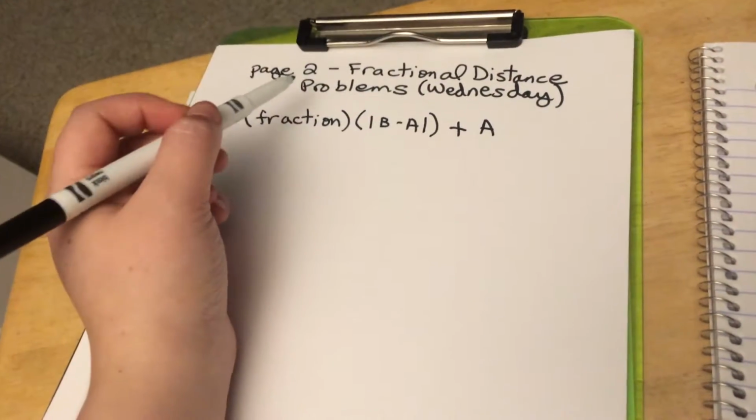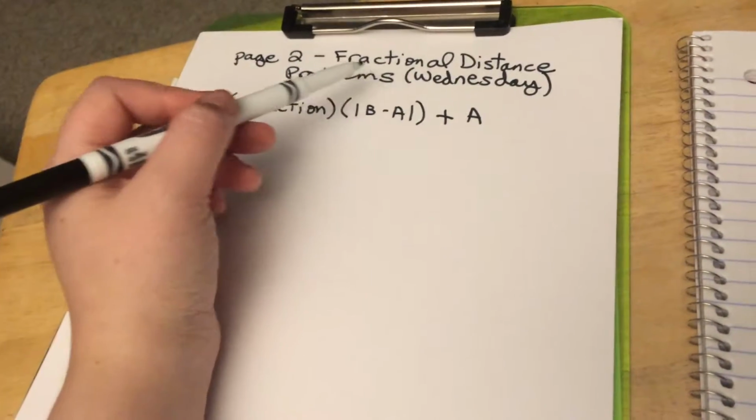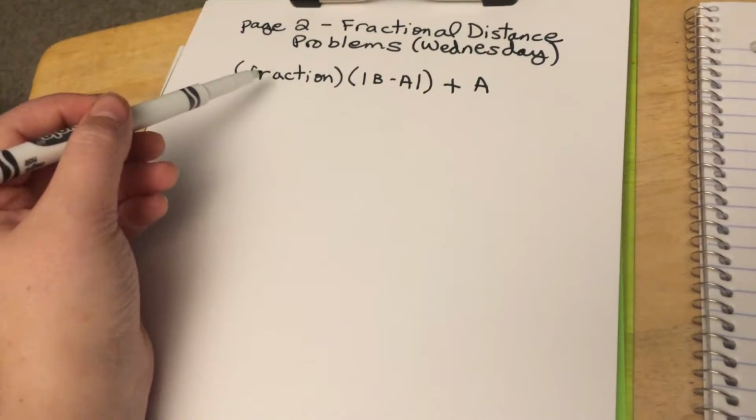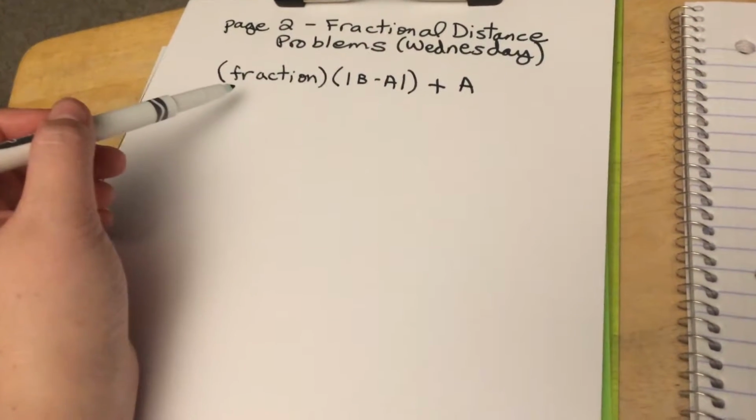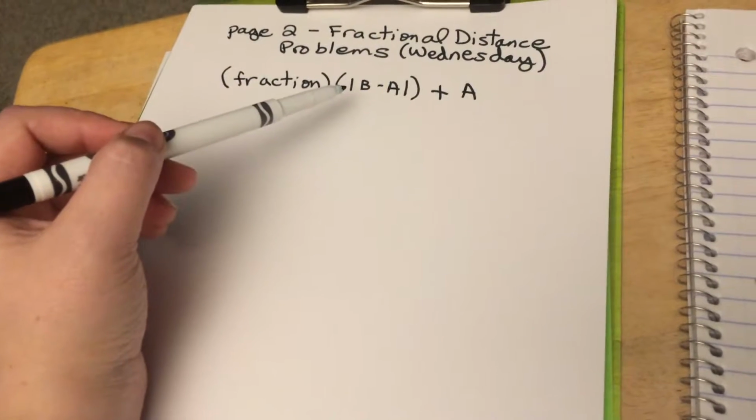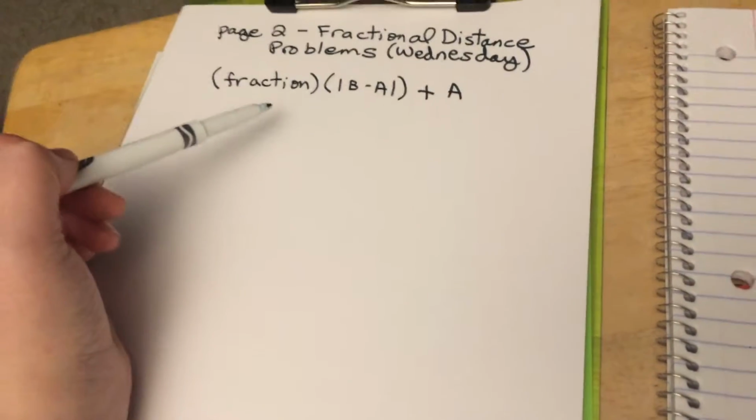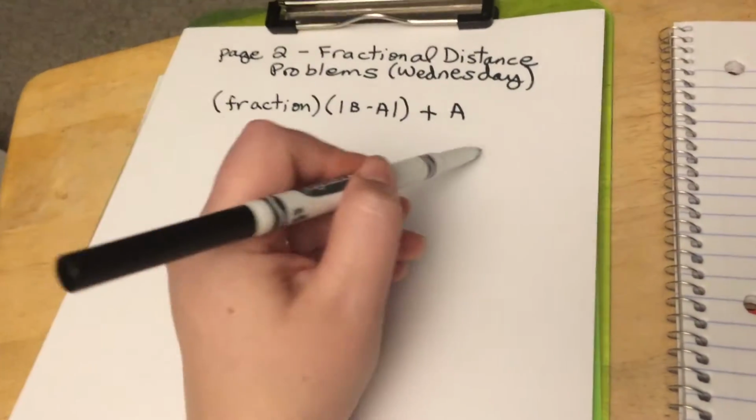Okay, so the second day of notes we did on Wednesday was over fractional distance problems. We started out the class by finding our fractional distance formula, which is fraction times the absolute value of b minus a, which is the distance of our line, plus a. And we started with our example, okay?